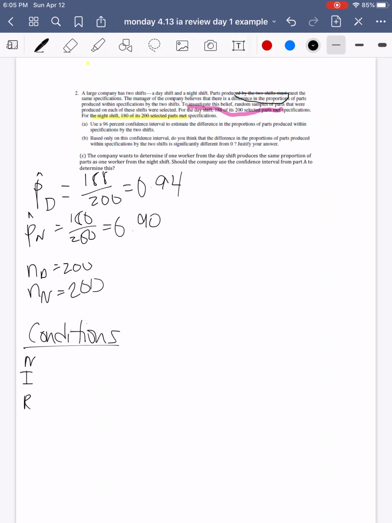So the random condition that we have here, let's see, they took random samples of parts, so that was specified right here. So we've met the random condition. I know a lot of you are used to writing out NIR or RIN and you just check it off. But let's just be more careful when, instead of just checking them off, just say random samples were taken.